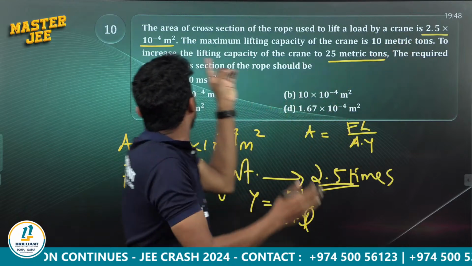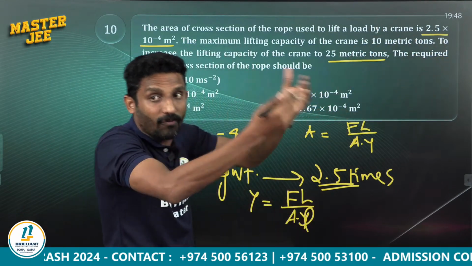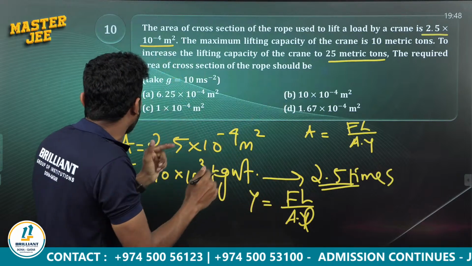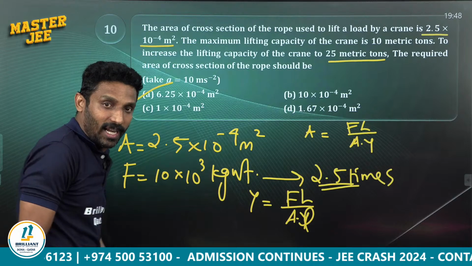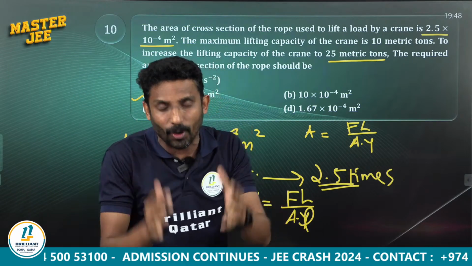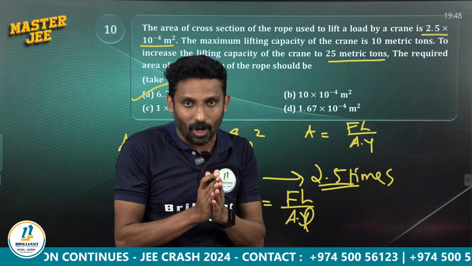So this 2.5 into 10 raised to minus 4 increased to 2.5 times means 2.5 into 2.5 into 10 raised to minus 4, that is 6.25 into 10 raised to minus 4. It is option A. Okay, here in this discussion we covered all the important questions from units and dimensions, also the mechanical properties of solids.